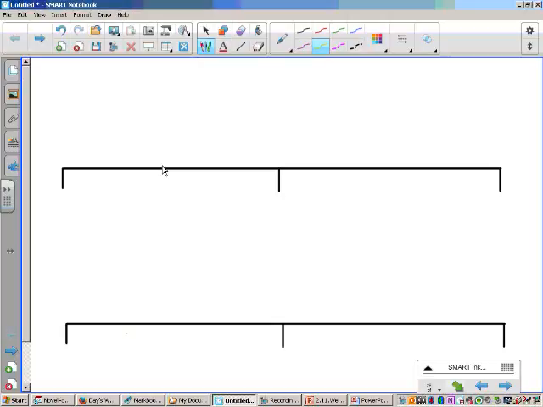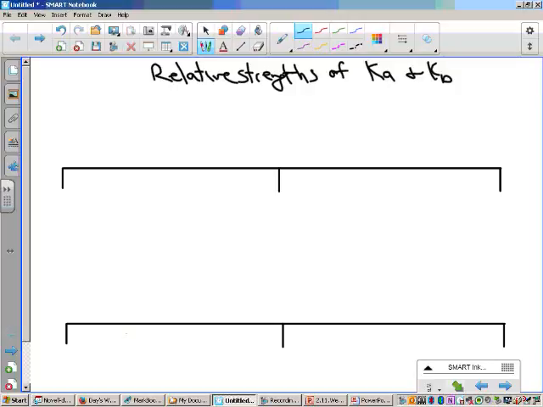Essentially what I want to do is compare the relative strengths of Kas and Kbs. So I'm going to give this a shot. Relative strengths of Kas and Kbs. All right?